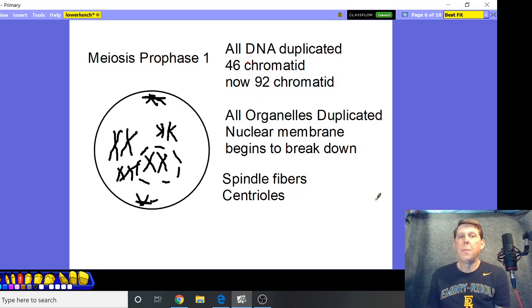All right, that's prophase 1 in meiosis. So a couple of differences. Homologous pairs are forming, and there's some crossing over happening. Okay? Everything else is the same. All right. So what's next?